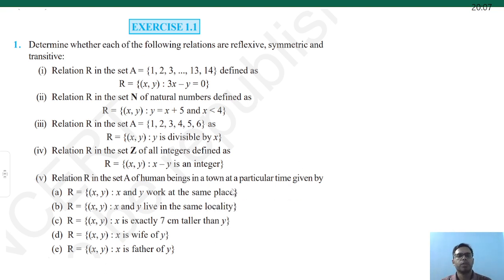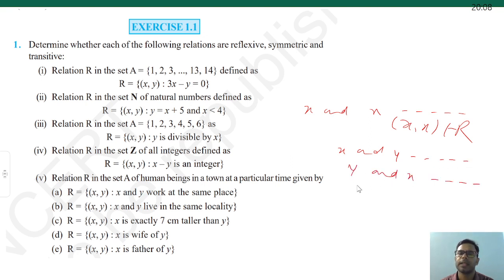Okay, so you see, what do we get here? x and y work at the same place. So if we take x and x, x and x work at the same place, correct? So x belongs to R, meaning R is reflexive. Similarly, if x and y work at the same place, then obviously y and x work at the same place. That means if xy belongs to R, then yx also belongs to R, so R is symmetric.